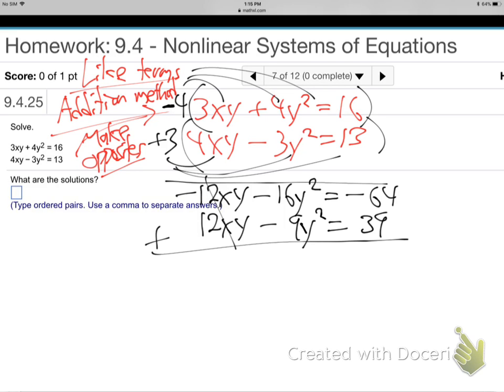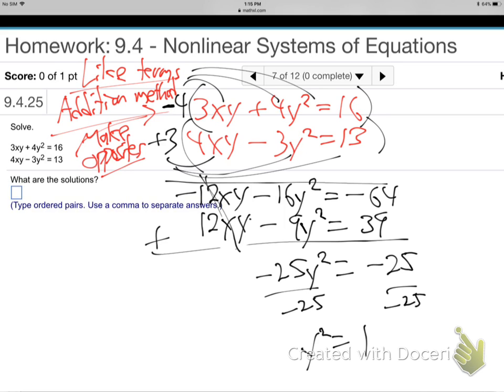Remember how you make the fronts opposite so they cancel out? The only reason we're allowed to do this is because these are like terms. If this was xy and this was y squared, you can't add or subtract them. They'd be unlike and can't combine. But when they're like terms, you can do this. This is way easier. So this is minus 25y squared equals minus 25? Oh, that's convenient. Okay, so divide by minus 25.